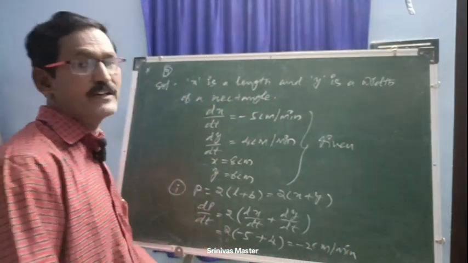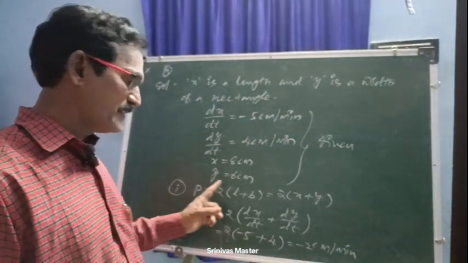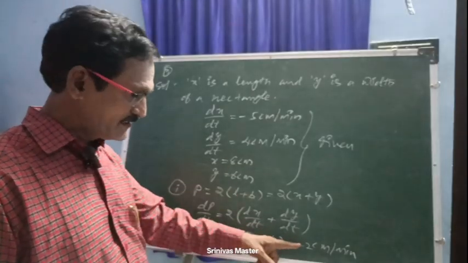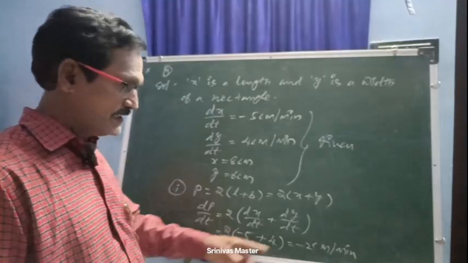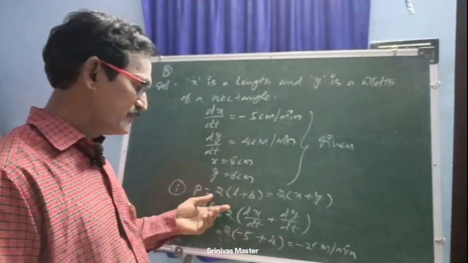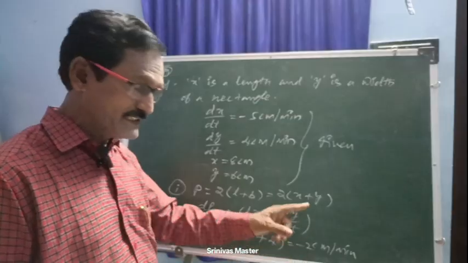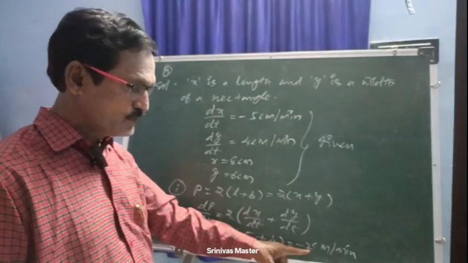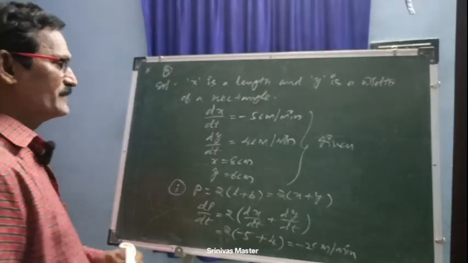What is the meaning of this? You are getting the negative value, no? When you are getting the negative value, we can say that the perimeter of a rectangle is decreasing at the rate of 2 centimeter per minute. Minus means decreasing, I already mentioned, no? So that means the perimeter of the rectangle is decreasing at the rate of 2 centimeter per minute. Okay, children, that is the perimeter.